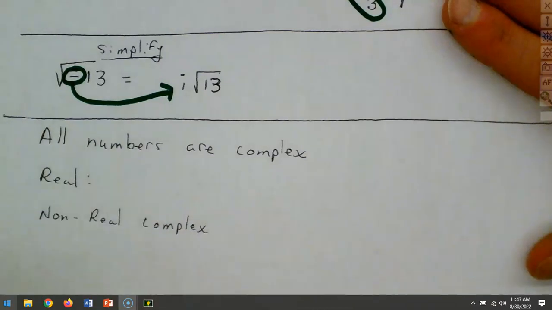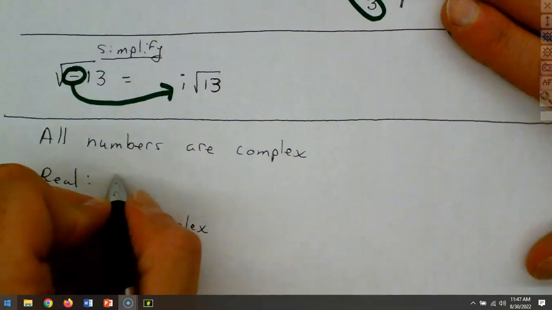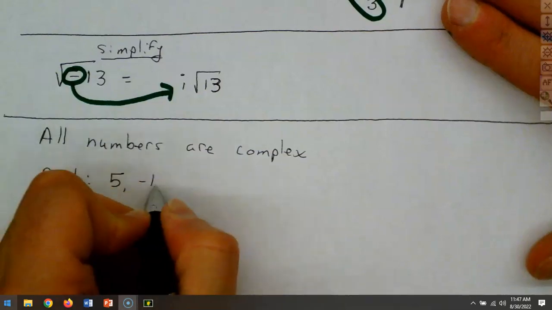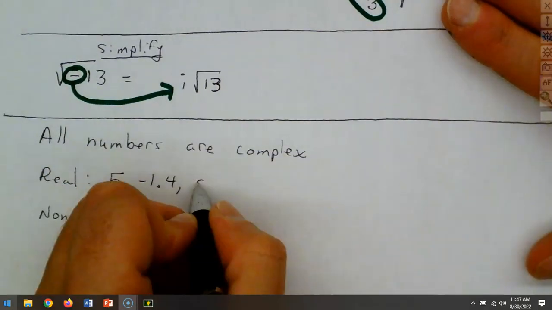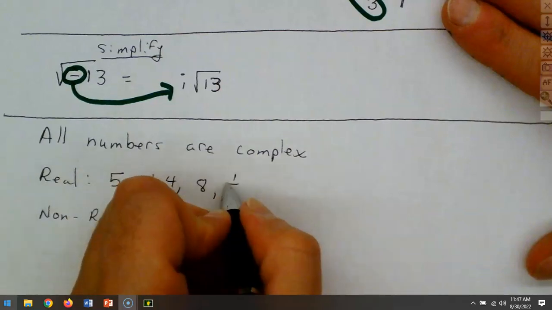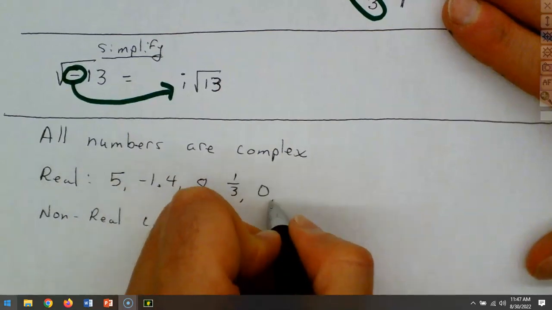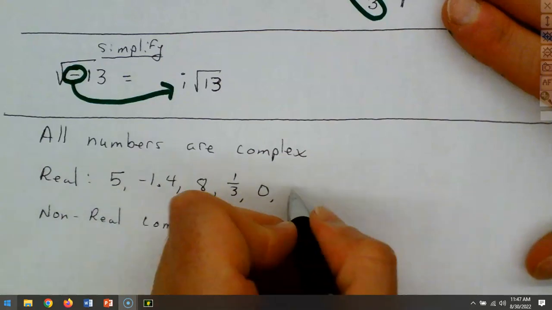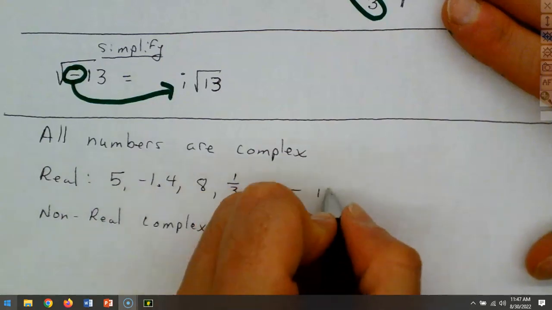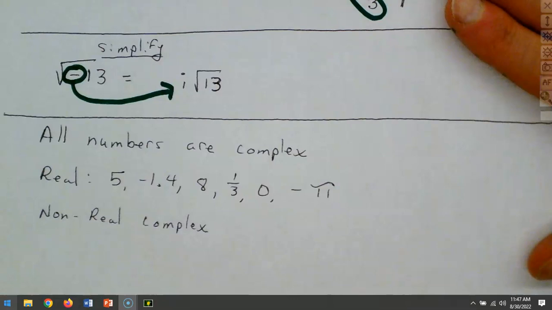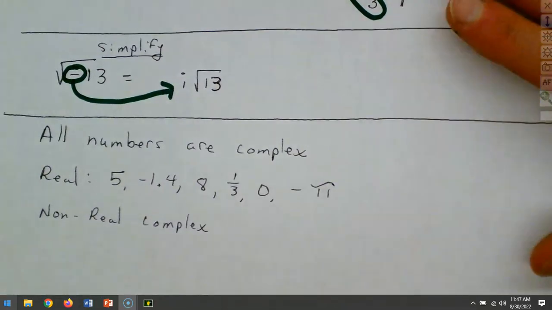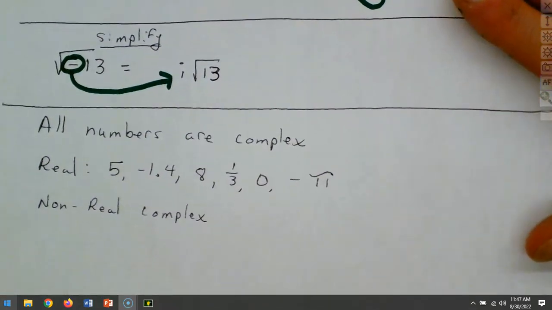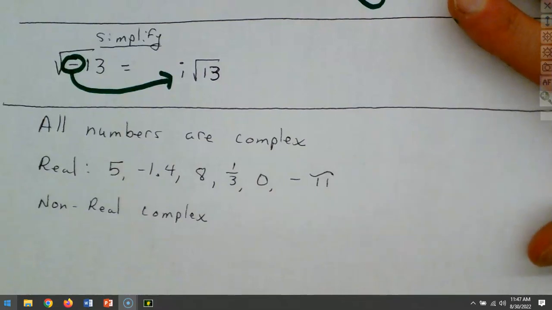Now, what are real numbers? Everything that doesn't have an i, so that can be 5, minus 1.4, 8, 1/3, 0, negative pi. Those are all real numbers. So everything that you've worked with in previous courses has been a real number. All your other courses, you used real numbers.